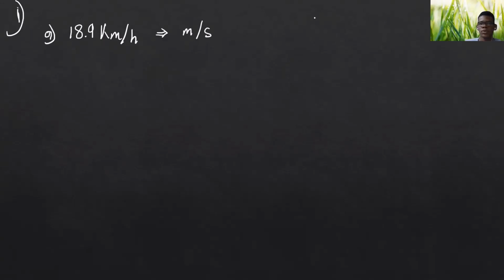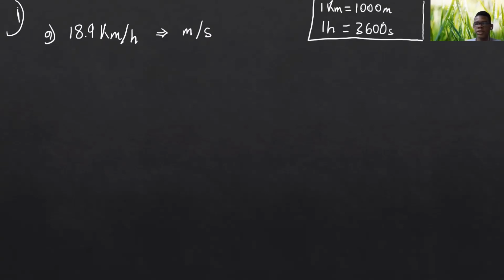We know, and you can't forget, that 1 kilometer is equal to 1,000 meters, right? And usually kilo is 1,000, or 10 to the third. And we have 1 hour is equal to 3,600 seconds. Or if you want, 60 multiplied by 60, right?